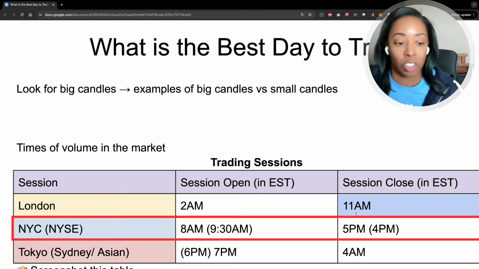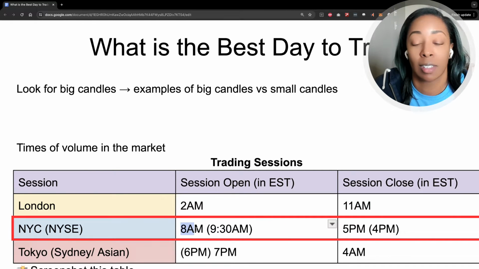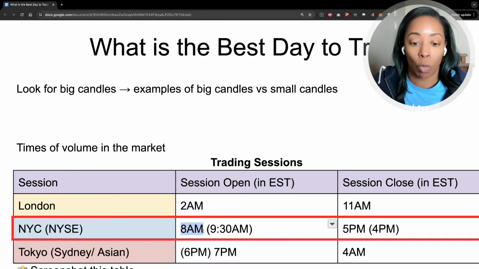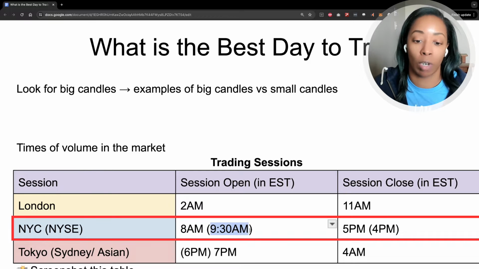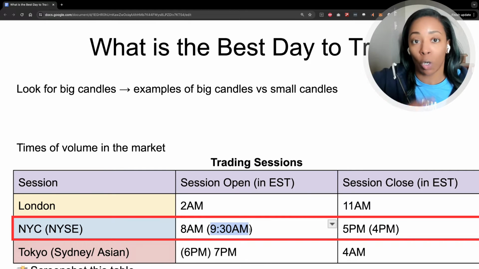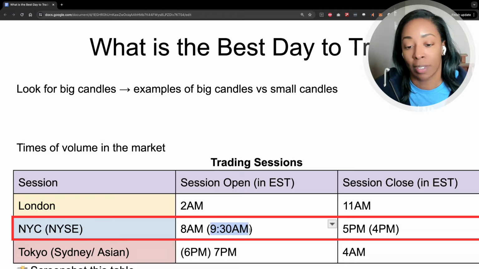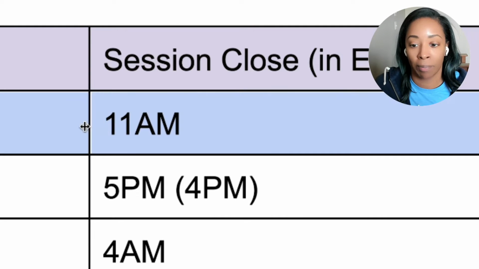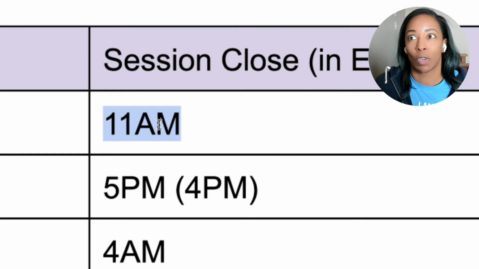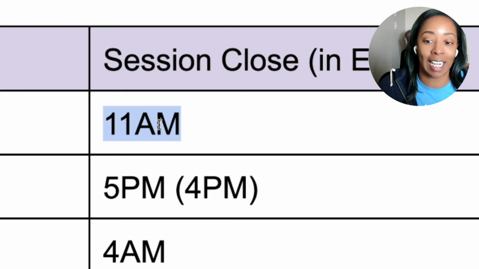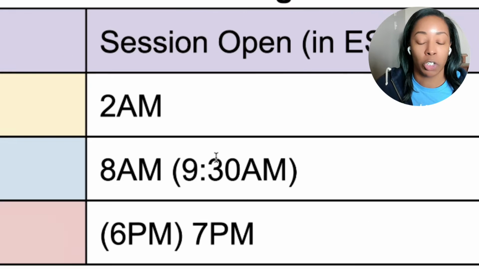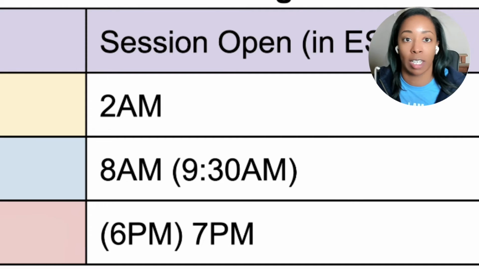So let's just take New York Stock Exchange, because this is the session that I trade. For instance, there may be some volume at 8 a.m. Eastern, but there's even more volume at 9:30 when the New York Stock Exchange market opens. And then one other thing that I've noticed is that at 11 a.m. Eastern, when the London session is closing, so roughly 30 minutes to an hour before that, I see a lot of volume pushing in the New York session, and that is mainly because the London session is closing.